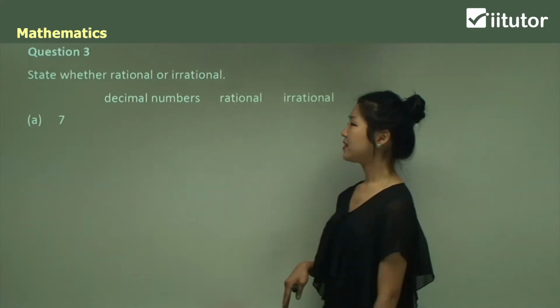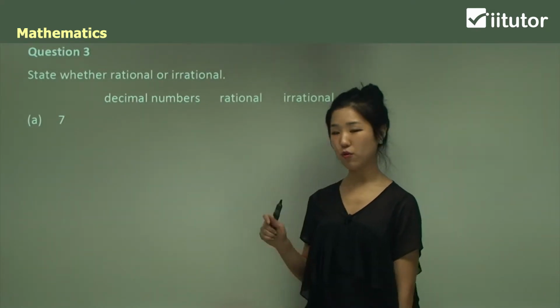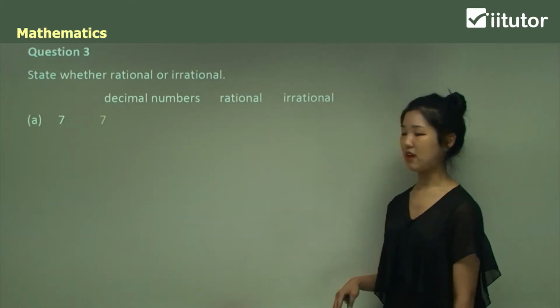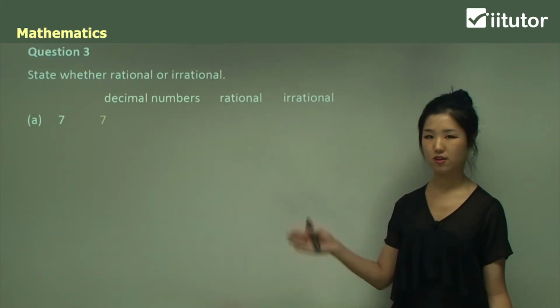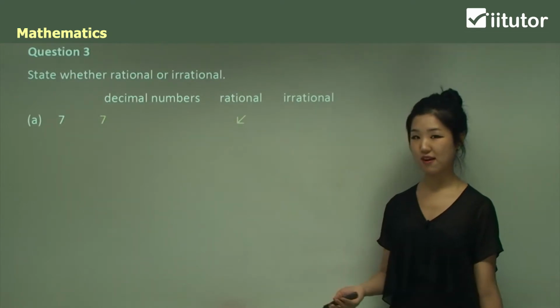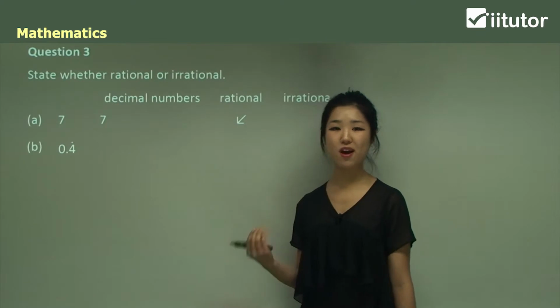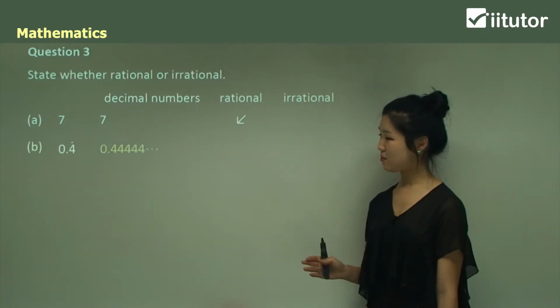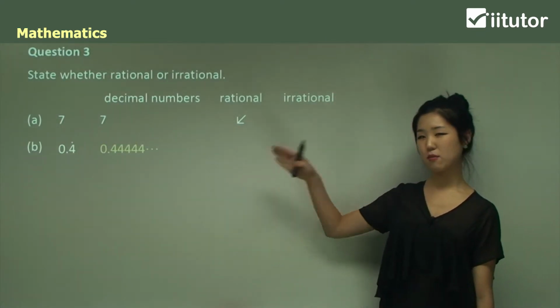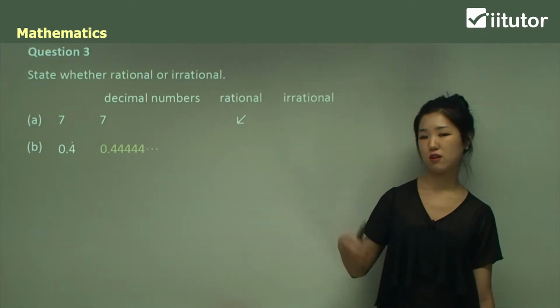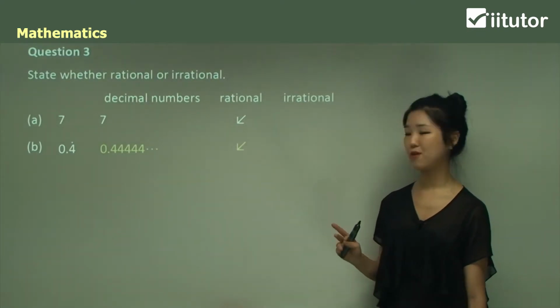Question 3. Let's state again if it's rational or irrational. 7, is it as a decimal number? Well, it's just 7.0. You can just write it as 7. This one is definitely rational. Now 0.44444 is a recurring decimal. Remember how I said recurring decimals are always convertible into decimals or fractions. So this one is also rational.